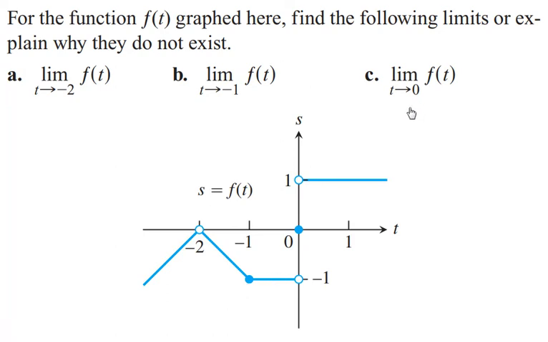Next one, part C, limit of f(t) when t approaches 0. From the left hand side, when t approaches 0, f(t) approaches -1, and when t approaches 0 from the right hand side, f(t) approaches +1. So we have -1 from one side and +1 from the other side, so they are not equal, so we can say the limit doesn't exist. And the value of the function is also 0 here, which we don't care about.